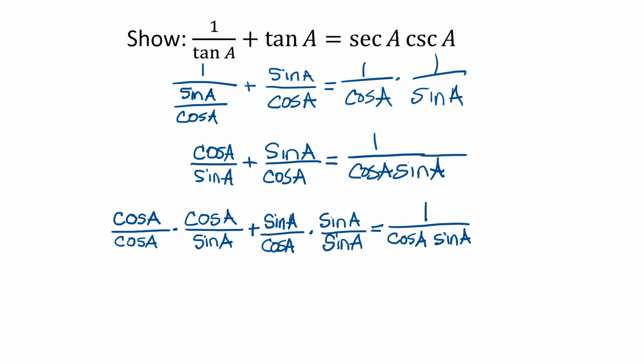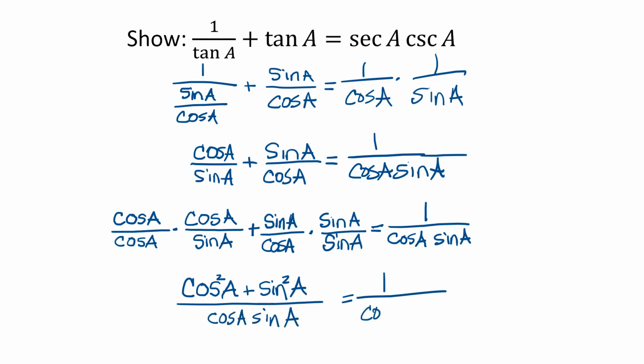Now on the left side, I can go ahead and write this all as one fraction, cosine squared A plus sine squared A, all over cosine A sine A. And the right side, I'm not doing anything to it. It's just the way it is. And now I can see that these two things are equal because cosine squared A plus sine squared A is 1. So that is the same thing as the right side.